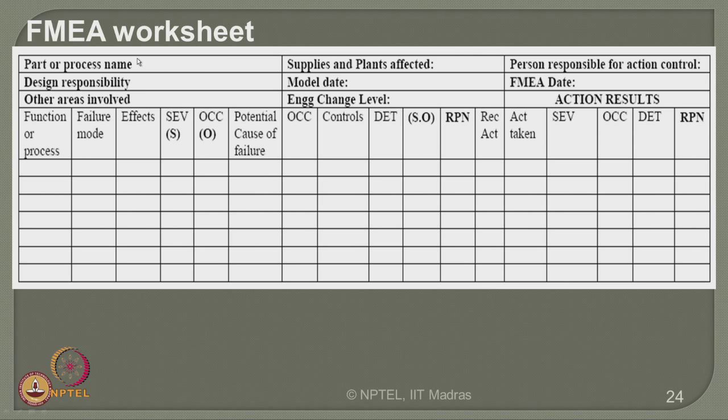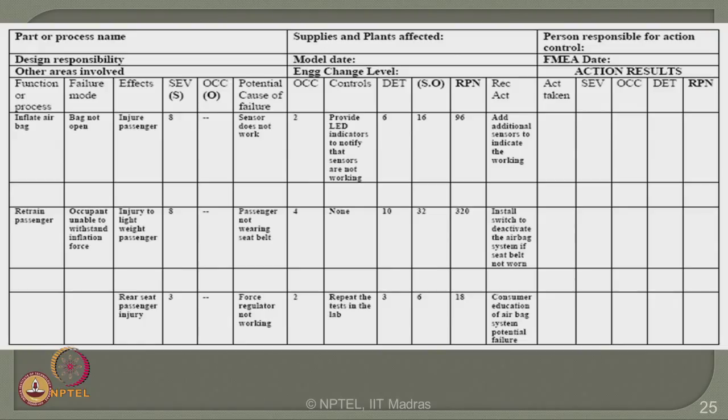Now let us fill up this worksheet for the passenger car in an airbag failure. Let us quickly see one of the functions of the components, inflation of an airbag. The failure mode may be the airbag is not opening. The effect could be that it can injure the passenger. The injury can be very high, therefore the severity of this failure can be 8 on a 10-point scale. Of course, the occurrence of this is not detected in the beginning. The potential cause can be that the sensors which should sense the opening of the airbag are not working.